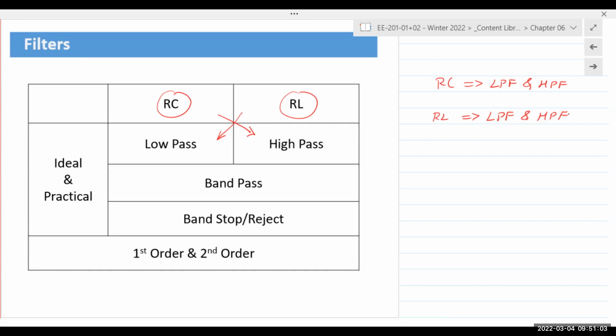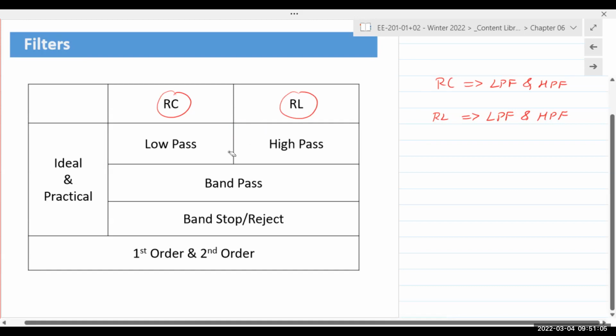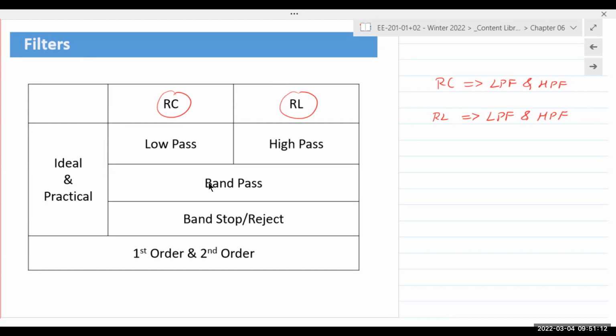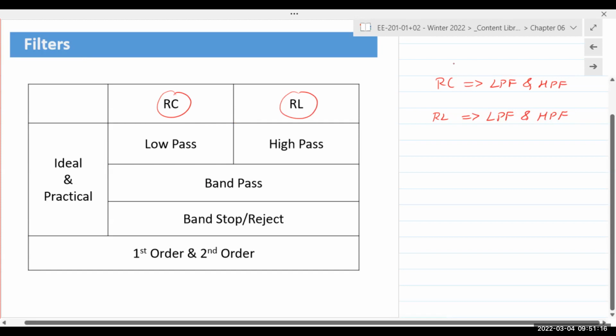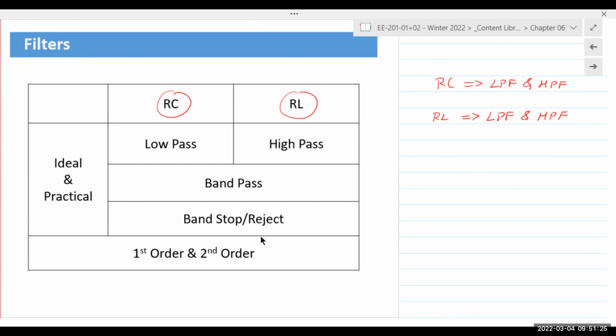No, no, no. It's not as if it's RC. I know the table is written in such a way that it implies an RC low pass, but that's what I wanted to explain. So you can have both RC low pass and high pass, and you can have RL low pass and high pass. And if you combine both of them together, you get what is known as a band pass or a band reject filter. Band pass or band reject.